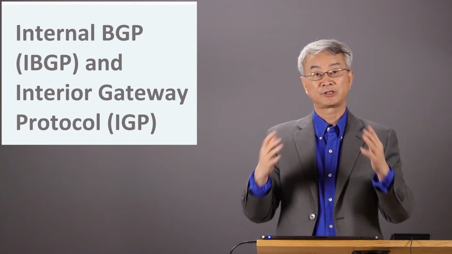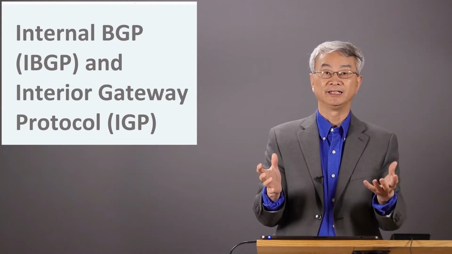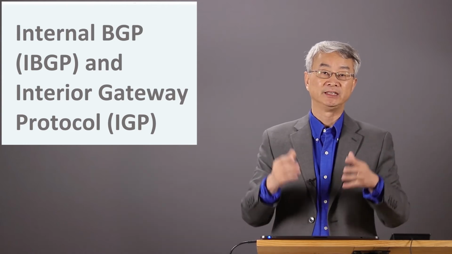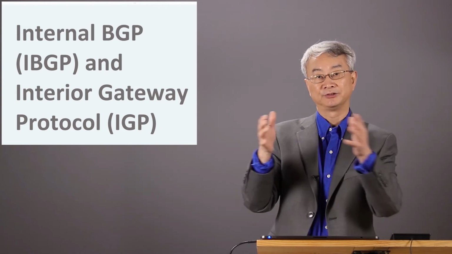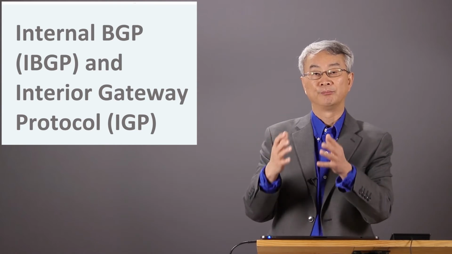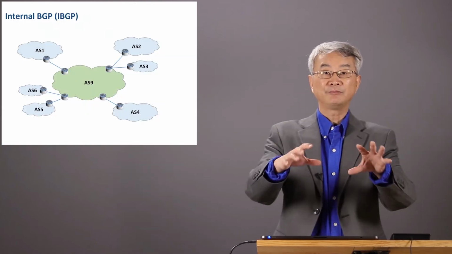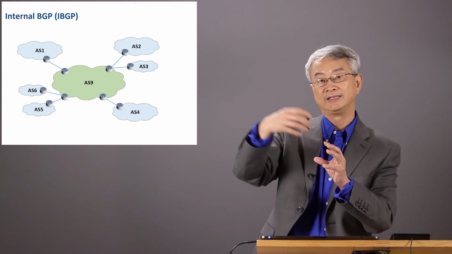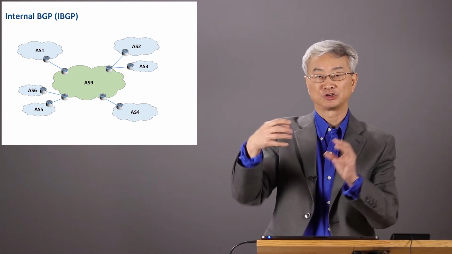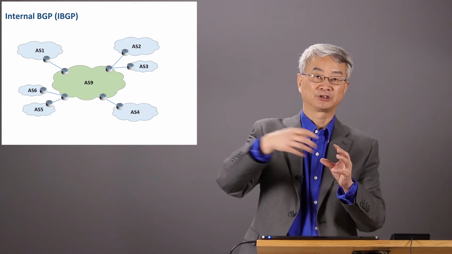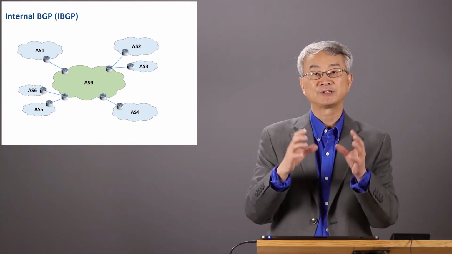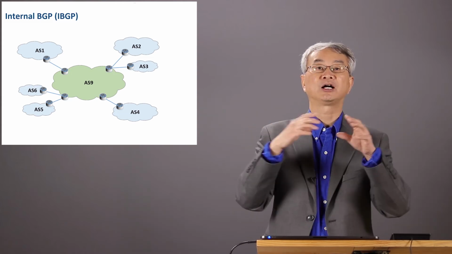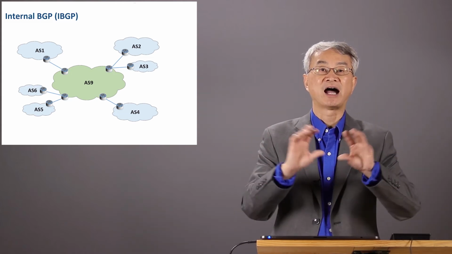In this lecture, we're going to talk about what happens internally inside an autonomous system. And this involves the internal BGP and also the interior gateway protocol. The one we have talked about so far, the peering with the neighboring autonomous system and the protocol going between them, is called external BGP. So you really talk to the BGP speaker outside the world.